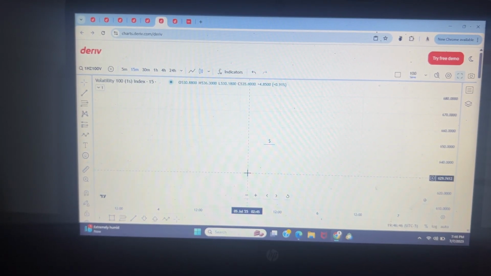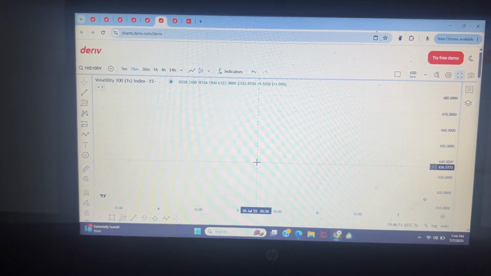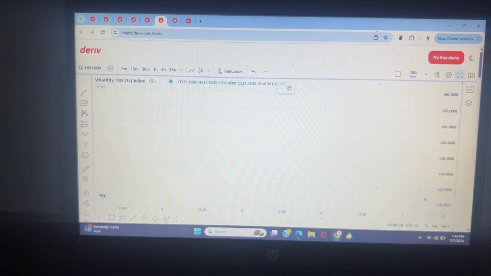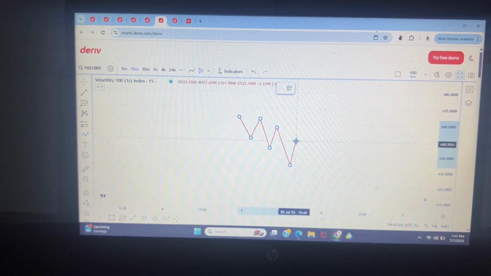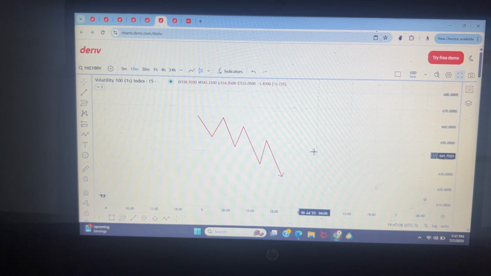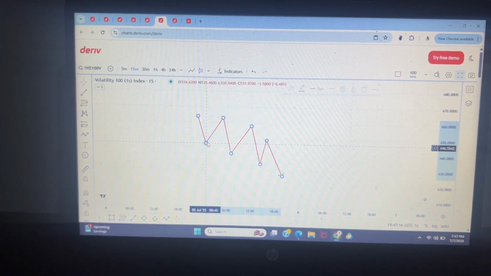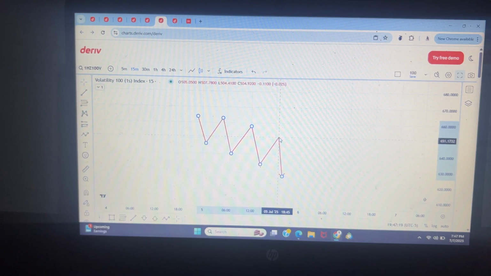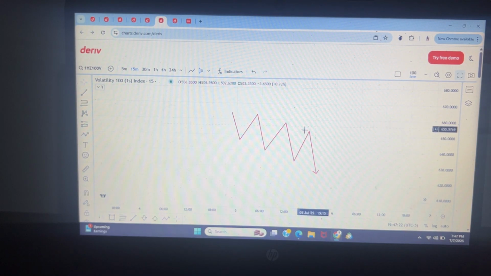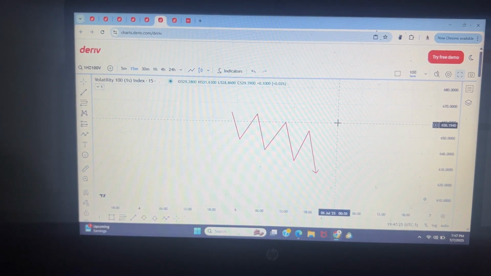I'm going to the charts to show you a few trades, a few markups that I do. So let's go for a downtrend now. Downtrend: lower low, lower high, lower low, lower high, lower low, lower high, lower low. Well, it's not the greatest markup, but it's a markup. So in a downtrend, we're looking for sells.